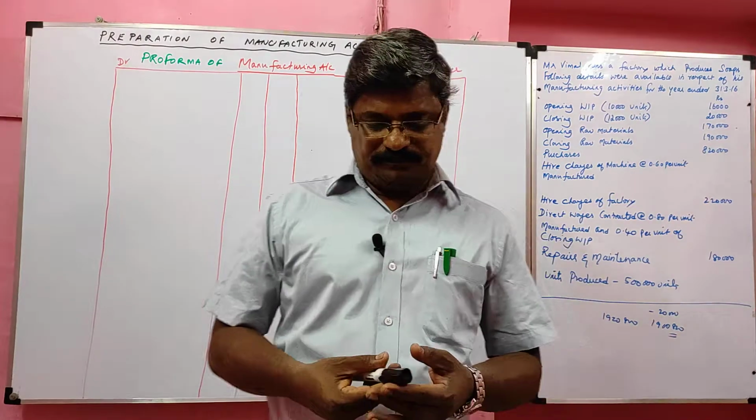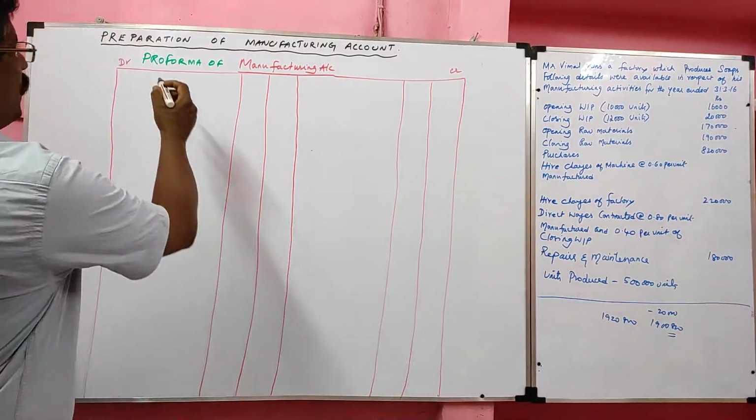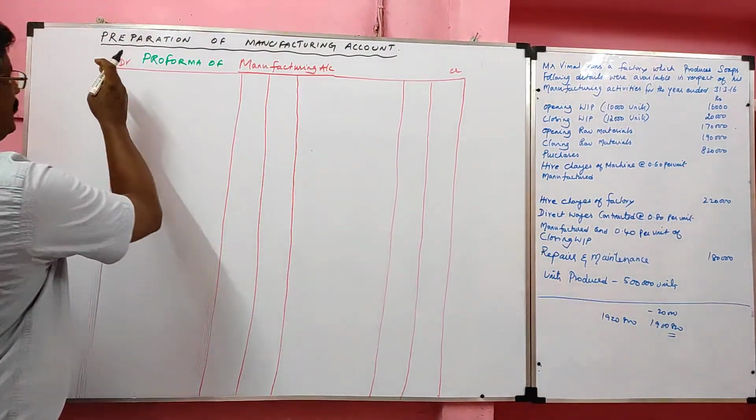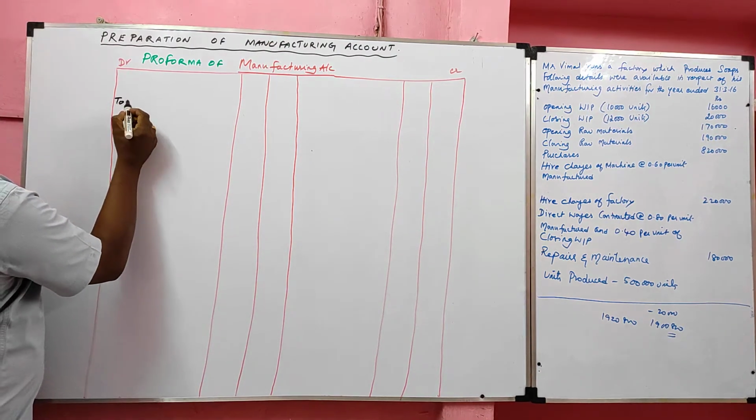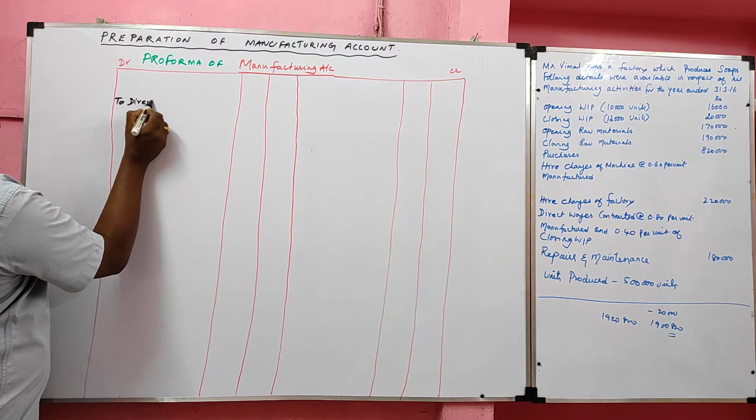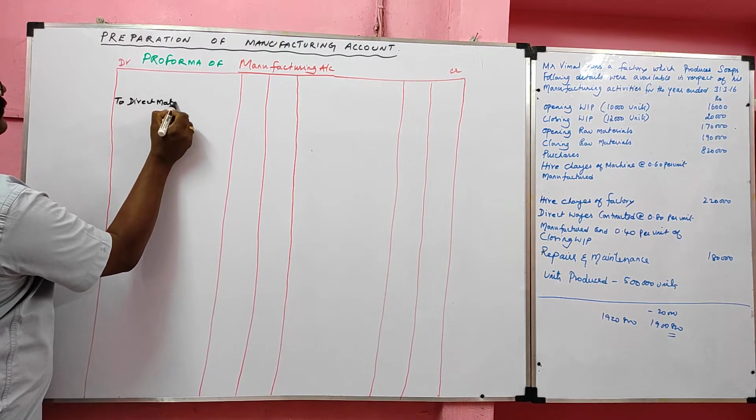Look at the board. Pro forma of manufacturing account. It has two sides, debit side and credit side. Debit side, first item is direct material.